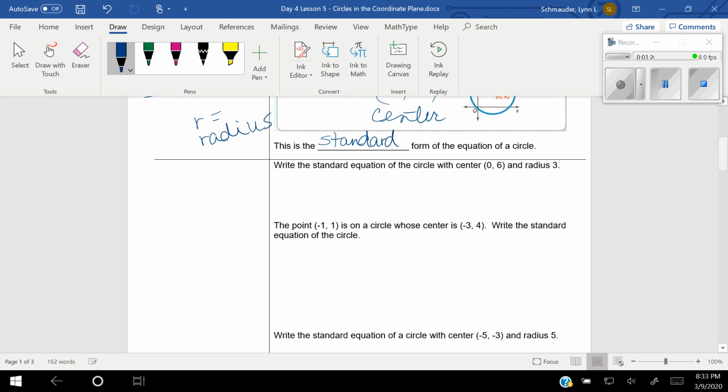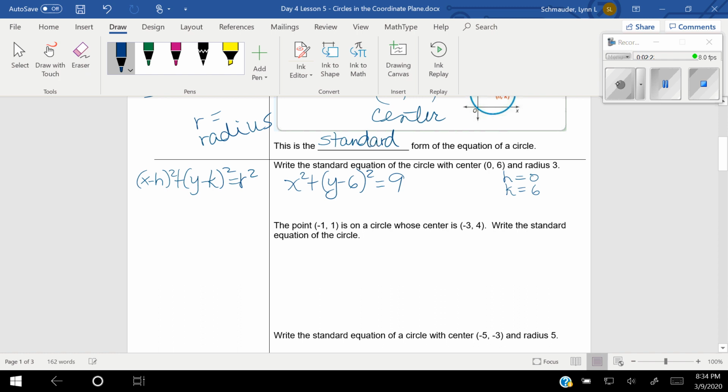All right, so let's write one. Let's write the standard equation of a circle with the center of (0, 6) and a radius of 3. So h is 0, k is 6. Remember, (h, k) is the center. So x minus h is going to be x minus 0, so I'm not going to put the 0 in there. y minus k is going to be y minus 6 squared. And r squared, oops, not plus, should be equals 3 squared. 3 squared is 9.